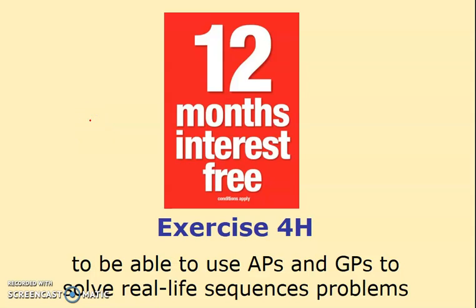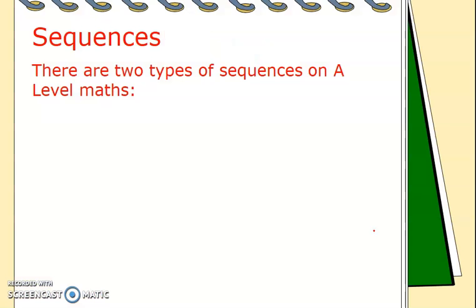Hi there, this is another lesson video on sequences, particularly looking today at arithmetic progressions and geometric progressions to solve real-life problems. And it comes up more often than not. For instance, this example here where it talks about 12 months interest-free credit. This is really an example of a geometric. So even though it doesn't say it's geometric, it's really a geometric problem. Potentially at least. So let's crack on and have a look at this.